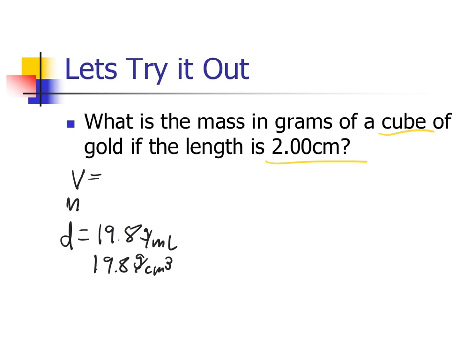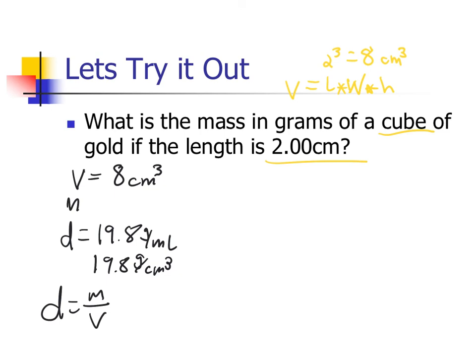Because of that, that gives me some information and I remember that volume can equal length times width times height. And since we're dealing with a cube, all three sides will be the same. With that in mind, I would take 2 and cube it. Not cube root, cube it. And so if I take 2 and cube it, I will get 8. And that would be centimeters cubed. So therefore, I do have a volume of 8 centimeters cubed.